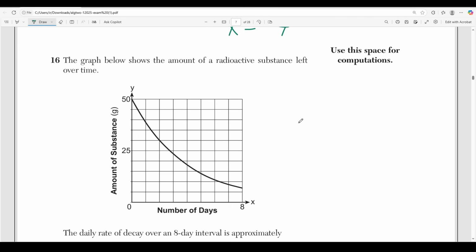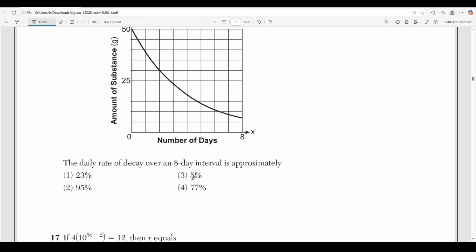Number 16 says the graph below shows the amount of radioactive substance left over time, and it wants us to find the daily rate of decay. So whenever you're dealing with a rate of decay, you're going to use this formula.